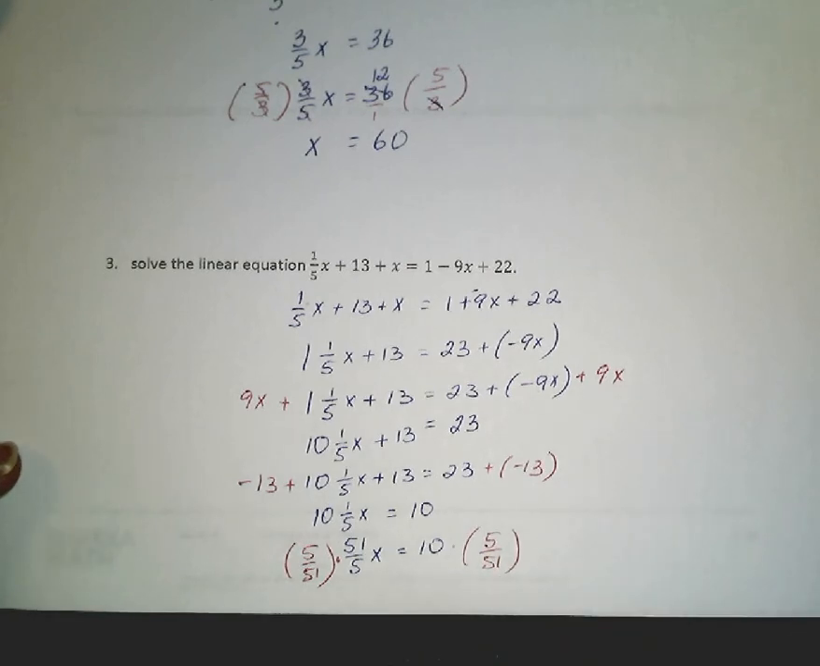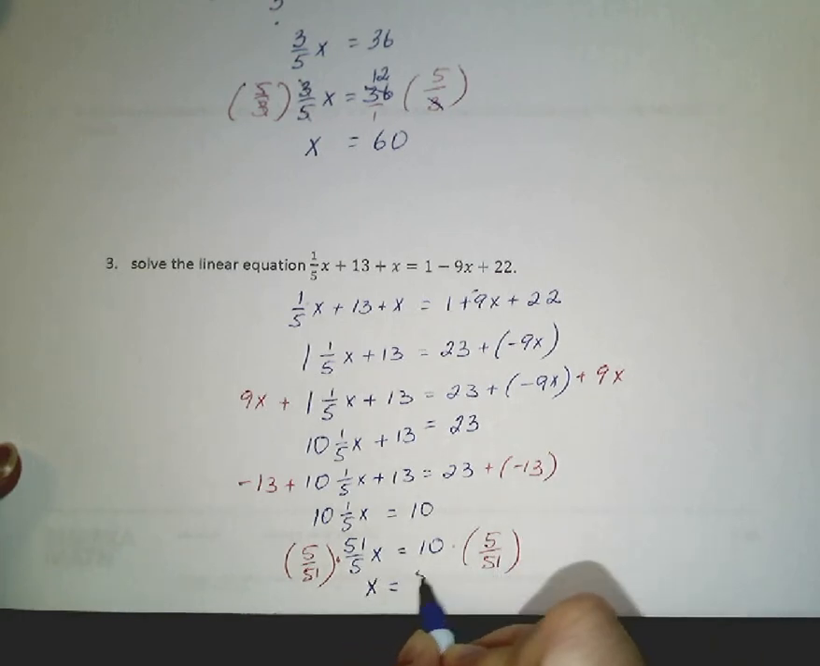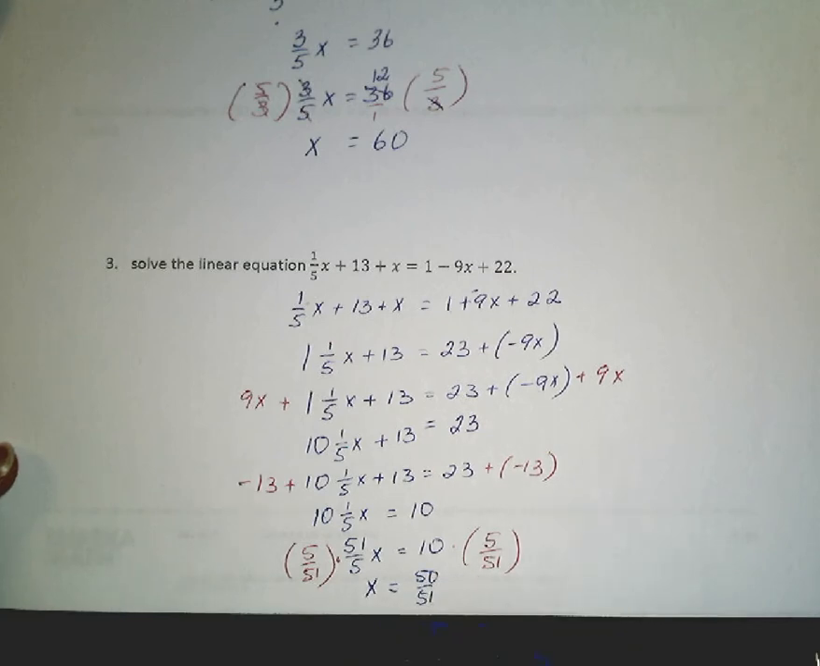Okay, so on the left side you will have only 1x left, and on the right side you will have 50 over 51. That is going to be the solution to this equation. Looks complicated, but if you follow step by step, you should be able to solve it with no problem.